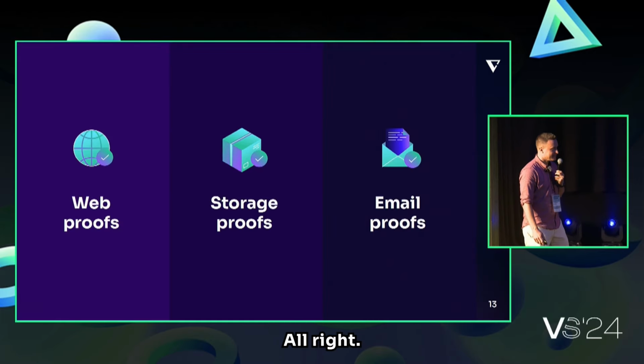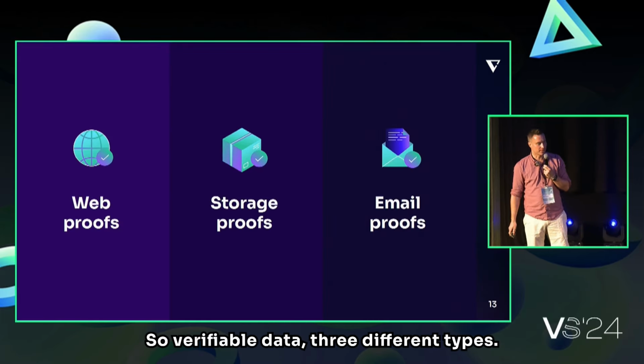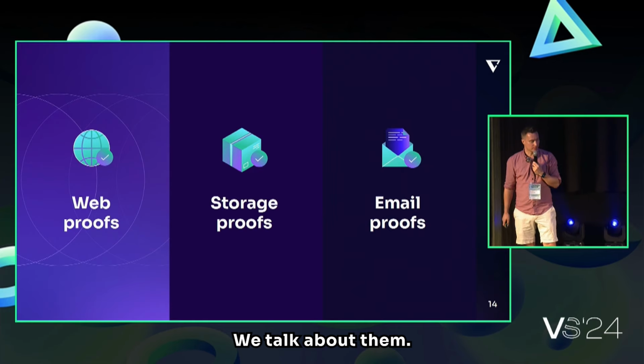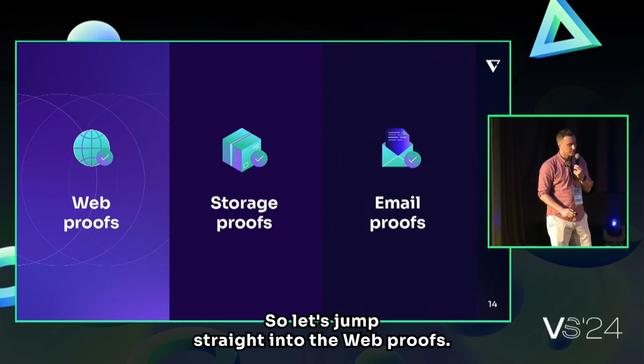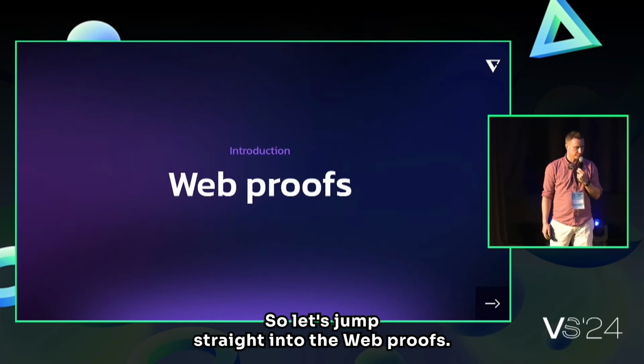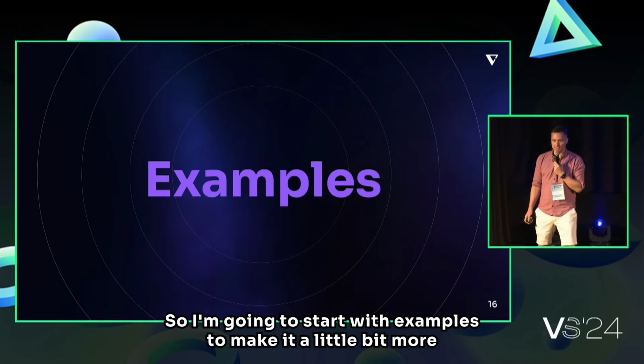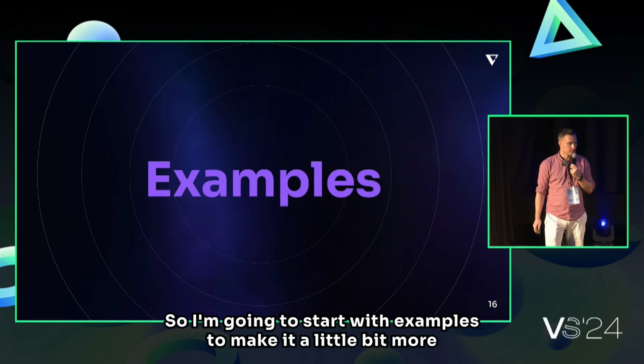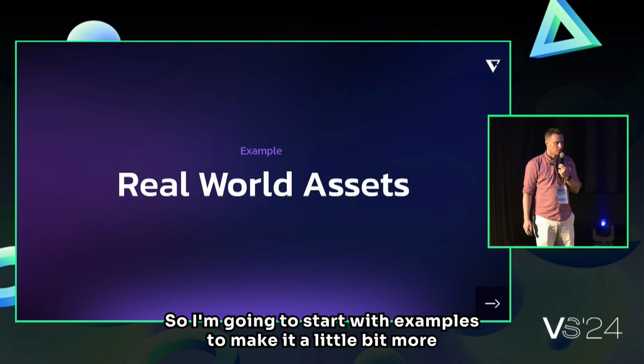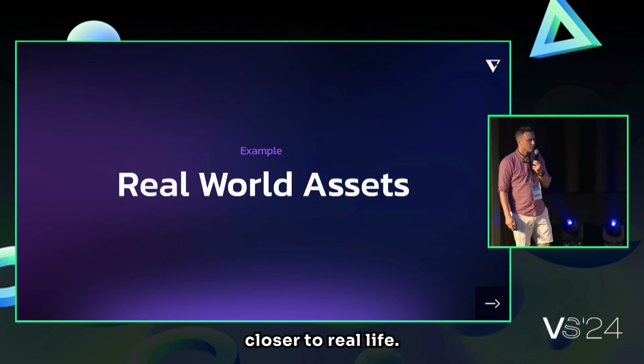All right. So verifiable data has three different types. I talked about them already, so let's jump straight into web proofs. I'm going to start with examples to make it a little bit closer to real life.